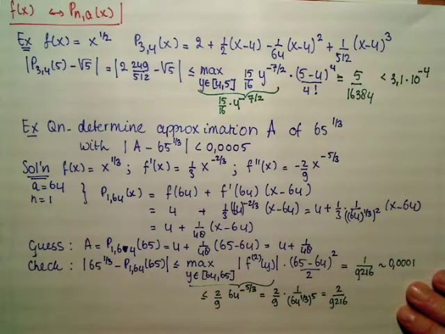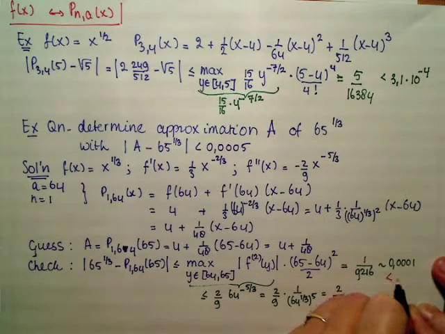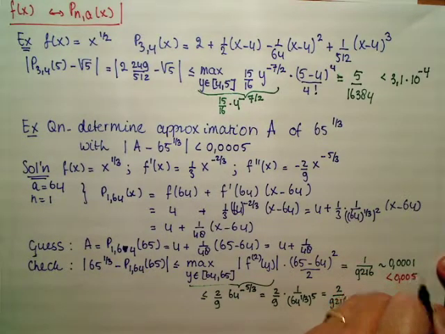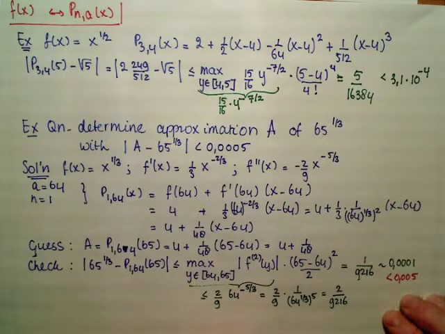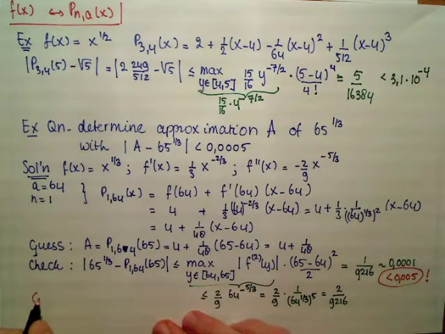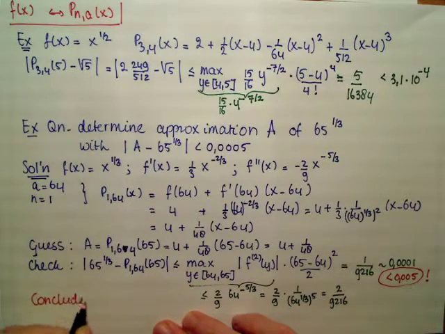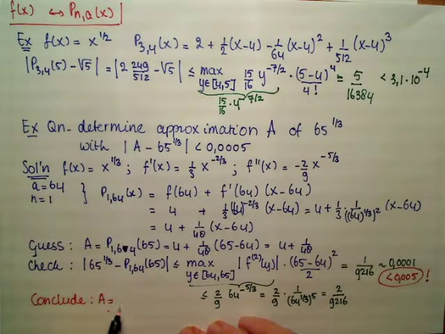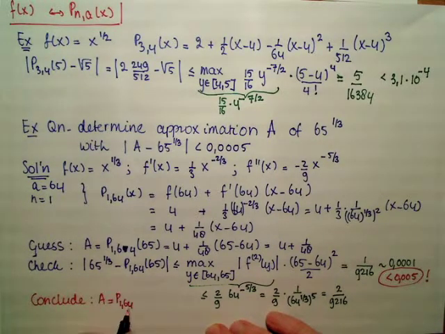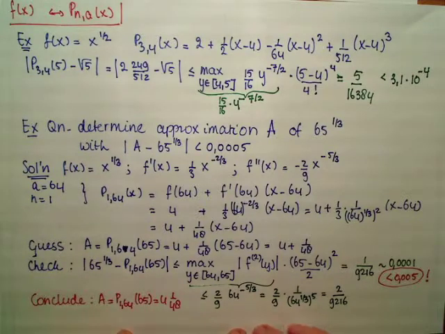0.0001, and this is clearly smaller than the required upper bound that we had to satisfy. So indeed, we conclude that in this case we were lucky. We can take our approximation equal to the value of the first order polynomial with base point 64 evaluated at 65, and we can stop our analysis now.